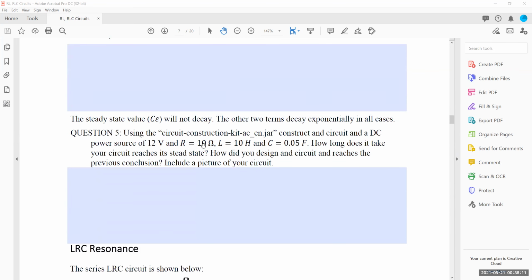Question number 5. Using the circuit kit, construct a circuit and a DC power supply of 12 volt, where R is 10 ohms, L is 10 Henry, and the capacitance is 0.05 farads. How long does it take for your circuit to reach its steady state? Okay, so this is going to be the last thing of the animation in here.